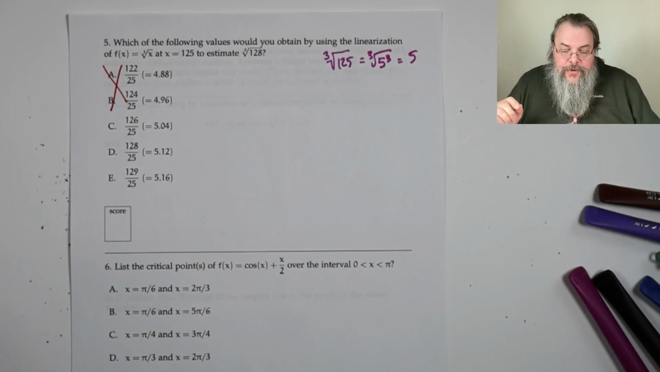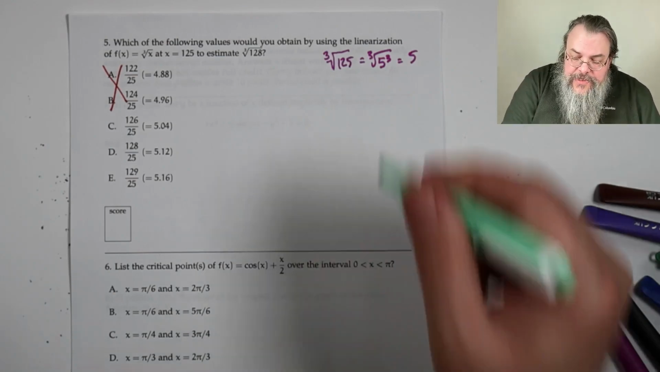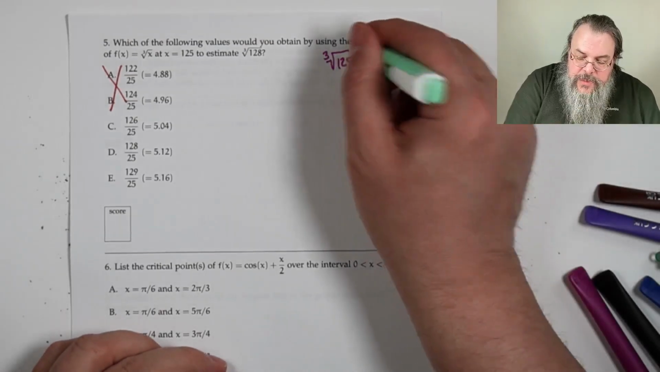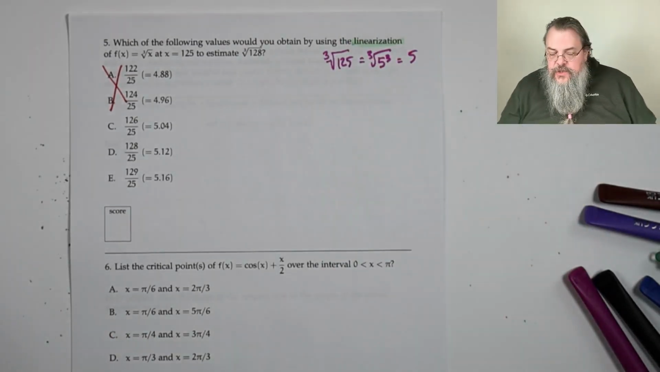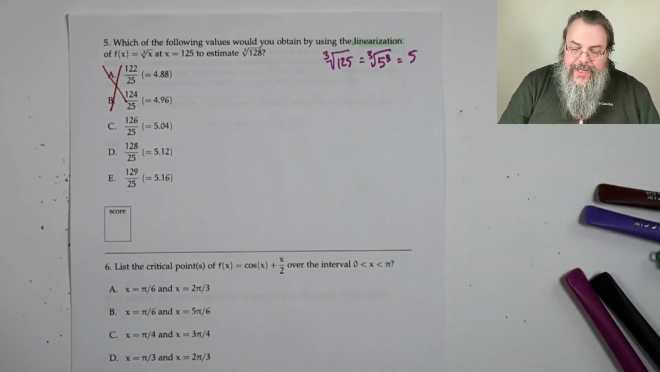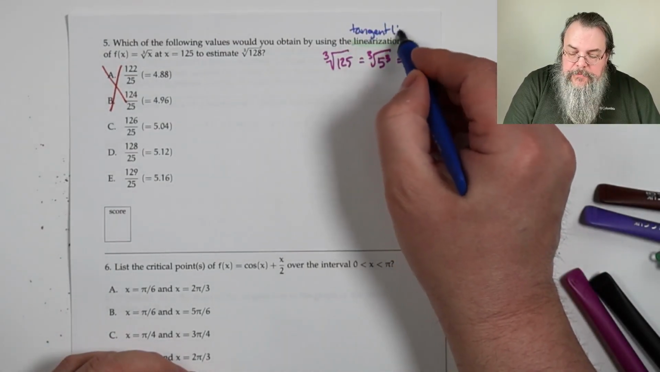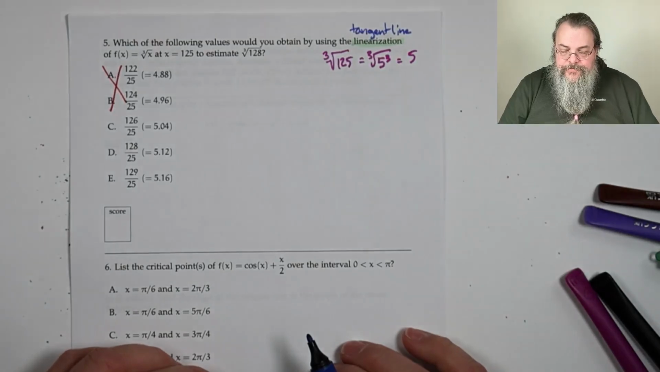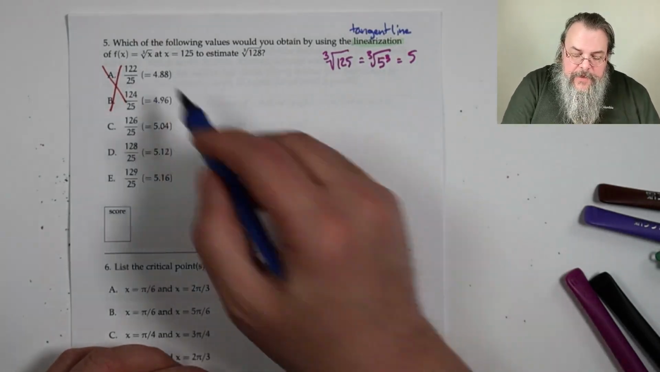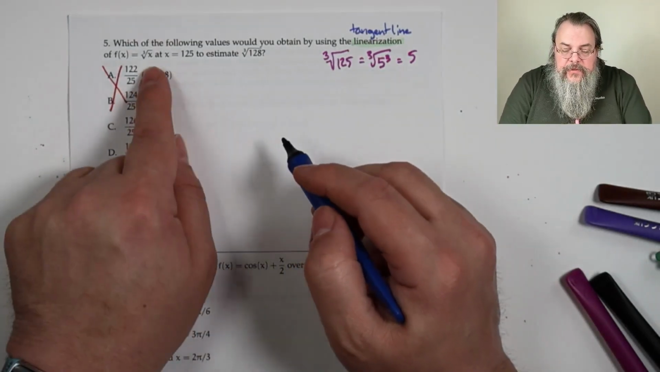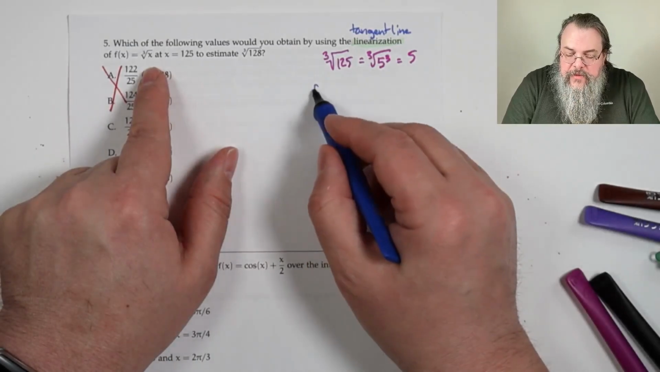All right, now they used a fancy word here, linearization. And we're like, whoa, what does that mean? What's a linearization? Well, that's just another way of saying tangent line. That's it. Oh, really? Yep, that's it, tangent line. So we say, okay, we have our function, f of x is the cubed root of x. And so we'll write some things down.